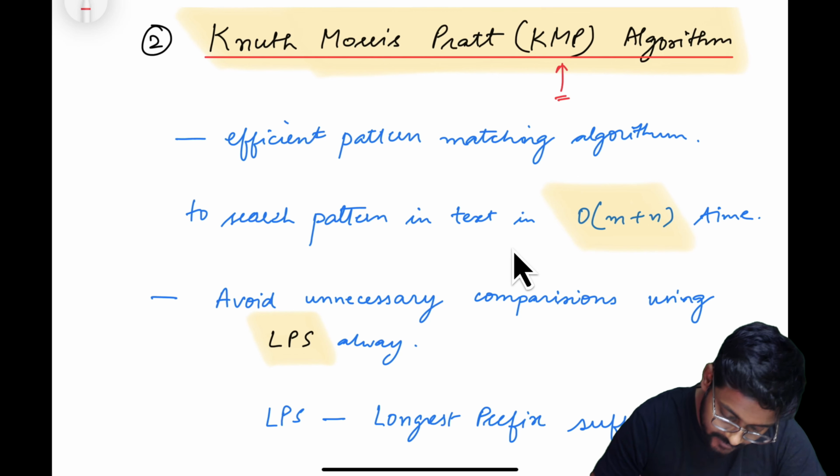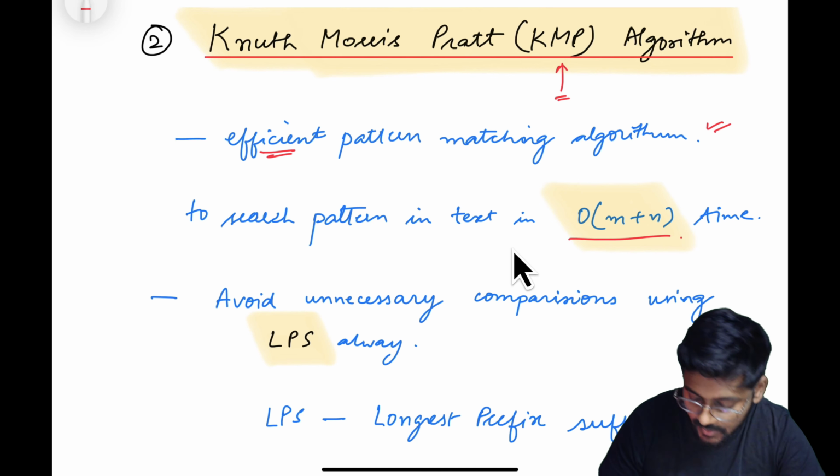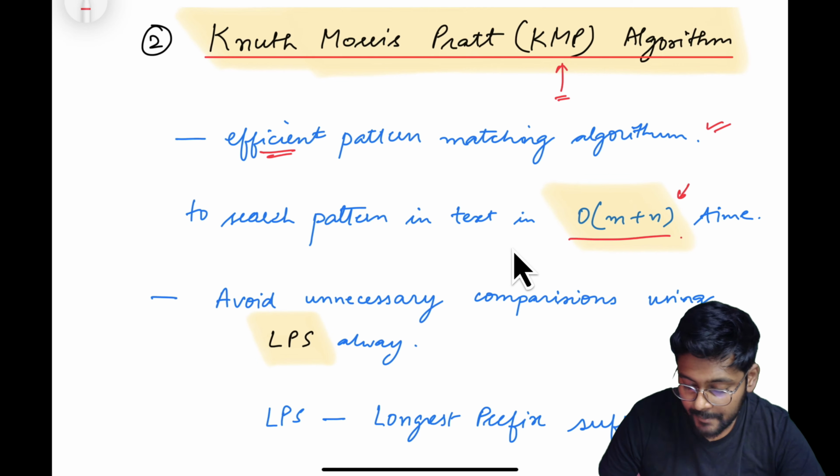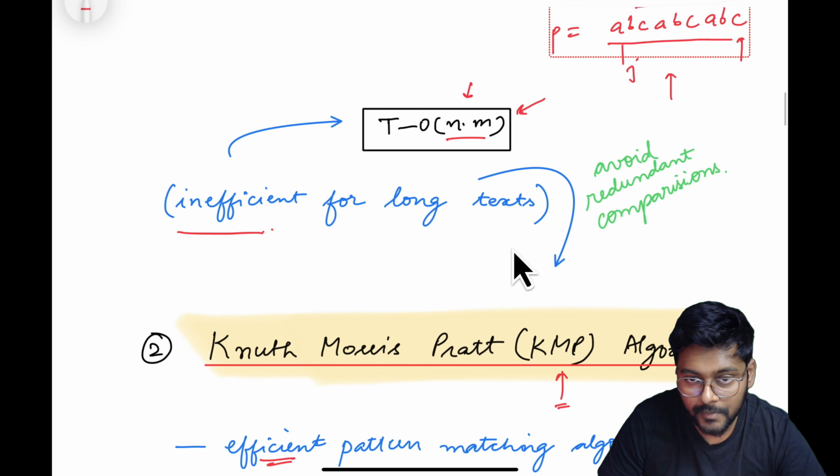So let's have a look at the definition. An efficient pattern matching algorithm. We are doing it efficiently to search the pattern in the text in order of m plus n time, which is linear time. Initially, we had order of n into m time from the naïve string matching algorithm. Now we have order of m plus n, the length of pattern and length of text. Got it? And they are saying avoid unnecessary comparisons using the LPS array. What is LPS?